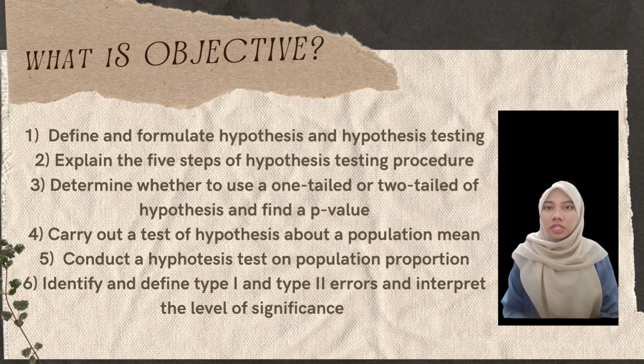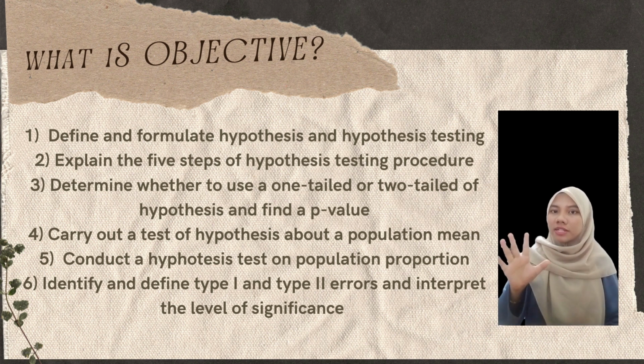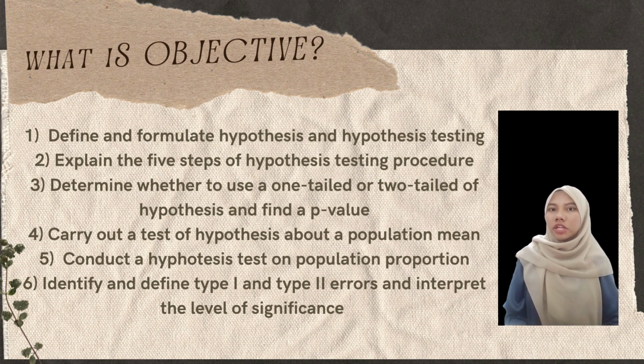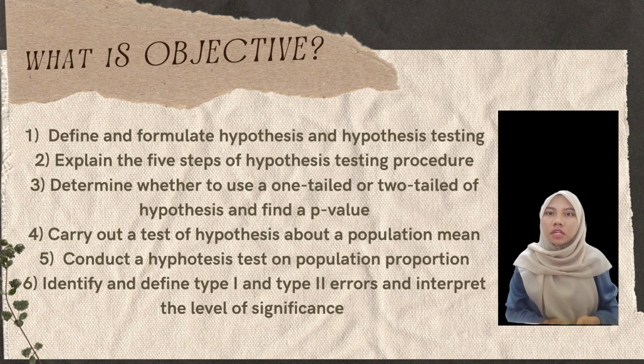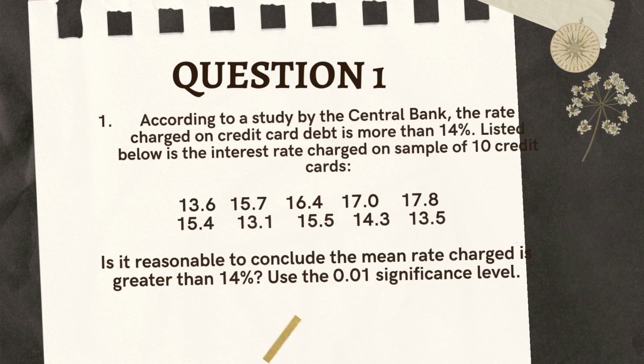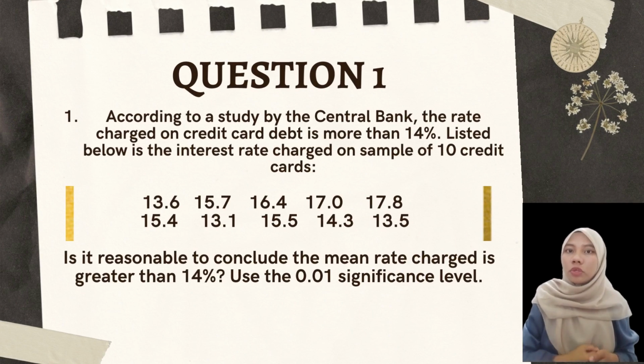I will continue this presentation and I will present about objective of one sample test of hypothesis. The first objective is define and formulate hypothesis and hypothesis testing. The next objective is explain the 5 steps of hypothesis testing procedure. In addition, the third objective is determine whether to use one tail or two tail of hypothesis and find a p-value. Meanwhile, the next objective is carry out a test of hypothesis mean and it continues with conduct hypothesis test on population proportion. And finally, the last objective is identify and define type 1 and type 2 errors and interpret the level of significance.